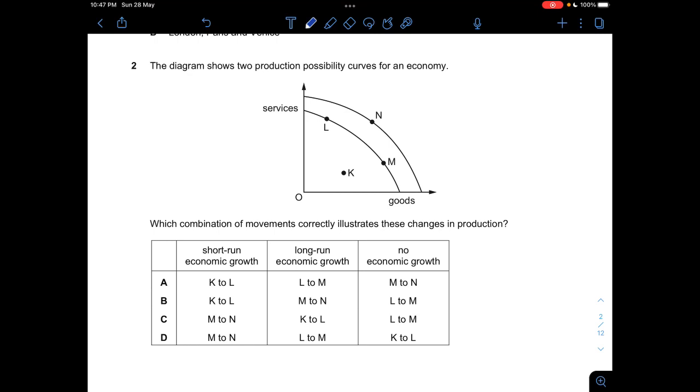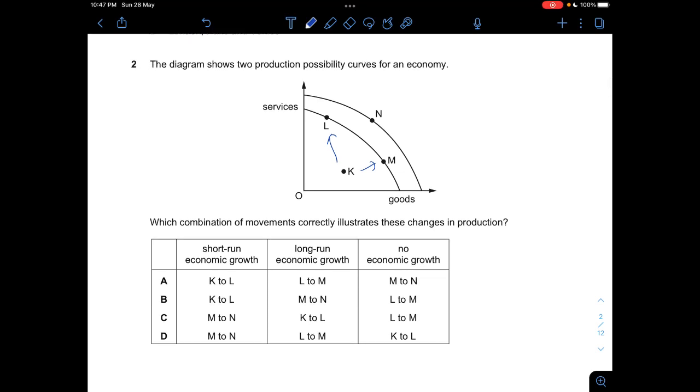Question 2. The diagram shows 2 production possibility curves for the economy, and which combination of movements correctly illustrates these changes in production. So we have short-run economic growth, long-run economic growth, and no economic growth. So if it's a short-run economic growth, that would be from within the PPC to a point on the PPC, so something like this, either K to M or K to L. And then the long-run economic growth is basically a shift in your PPC upwards, and this will only happen when there are more raw materials and the state of technology has improved. And then this would be either a shift from L to N or M to N.